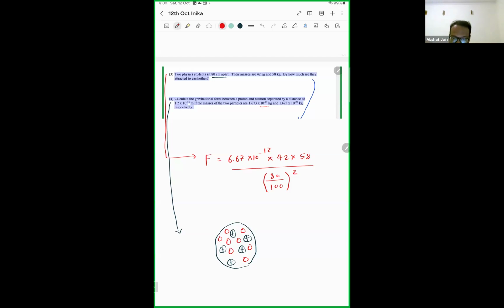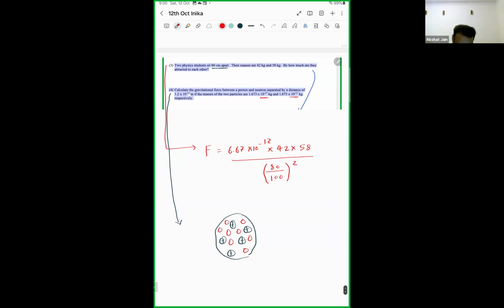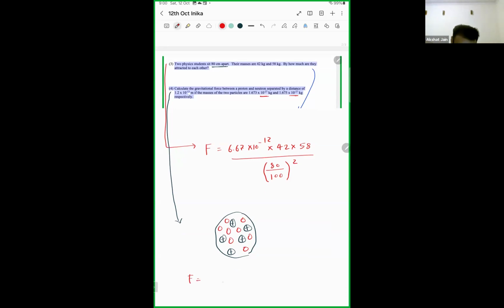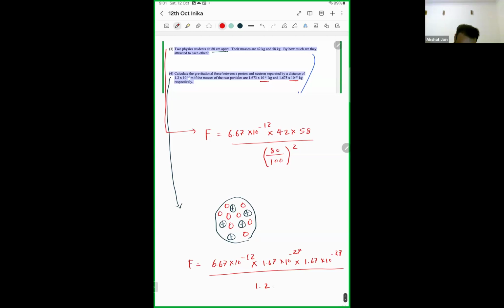You see, what are the masses? They are of the order of 10 to the power minus 27. So what will the force come out to be? Let us calculate. You tell me the values, I'll put them. G value 6.67 into 10 to the power minus 11. Then you have a proton value 1.67 into 10 to the power minus 27. Then you have a neutron value 1.67 into 10 to the power minus 27. Divided by, my God, 1.2 into 10 to the power minus 13 whole square.